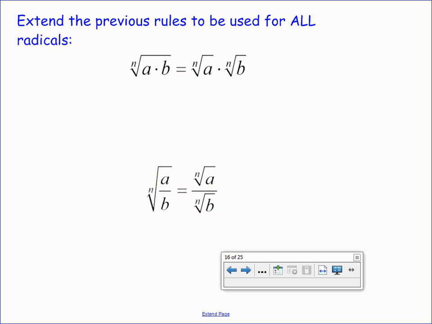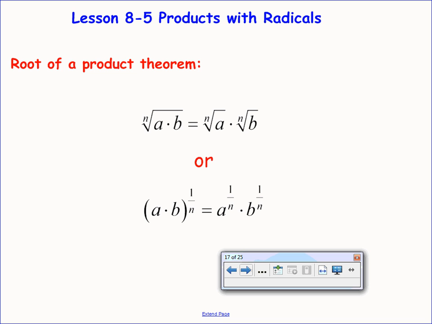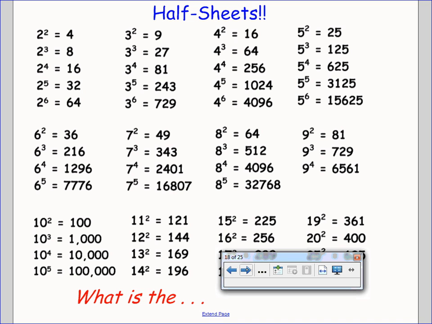Our product rule for radicals and our quotient rule for radicals apply for any nth root. We could rewrite the nth root of a times b as the nth root of a times the nth root of b, or the nth root of a quotient a over b as the nth root of a over the nth root of b. So the root of a product theorem can be rewritten with fractional exponents or with radicals. And we're going to use our half sheet to help us simplify perfect nth roots.